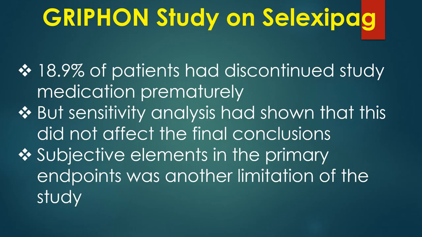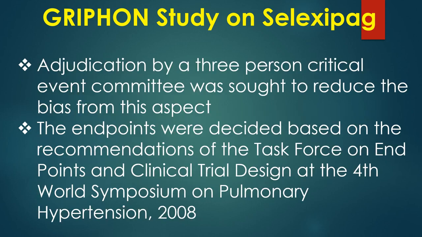18.9% of the patients had discontinued study medication prematurely, but sensitivity analysis showed that this did not affect the final conclusions. Subjective elements in the primary endpoint were another limitation of the study. Adjudication by a 3-person critical event committee was sought to reduce the bias from this aspect. The endpoints were decided based on the recommendations of the Task Force on Endpoints and Clinical Trial Design at the 4th World Symposium on Pulmonary Hypertension in 2008.